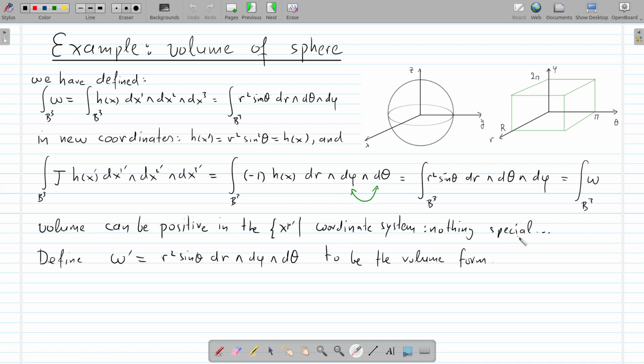So we could have defined omega prime to be the volume form in R3. That's perfectly fine. All we do is just change the order of theta and phi, and we obtain this form omega prime here, which of course has the opposite sign from our previous choice. So omega prime is minus omega. So now we will perform integrations, but we will use the opposite orientation.